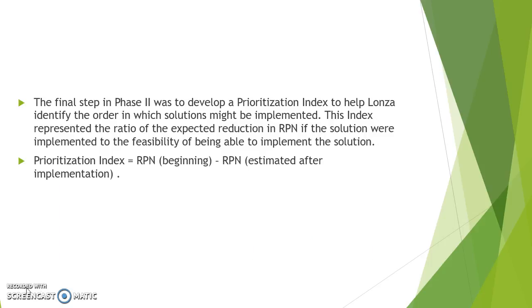The final step in phase 2 was to develop a prioritization index to help Lonza identify the order in which the solutions might be implemented. This index represented the ratio of the expected reduction in RPN if the solution were implemented to the feasibility of being able to implement the solution. Here the prioritization index is given by RPN at the beginning minus RPN estimated after the implementation.